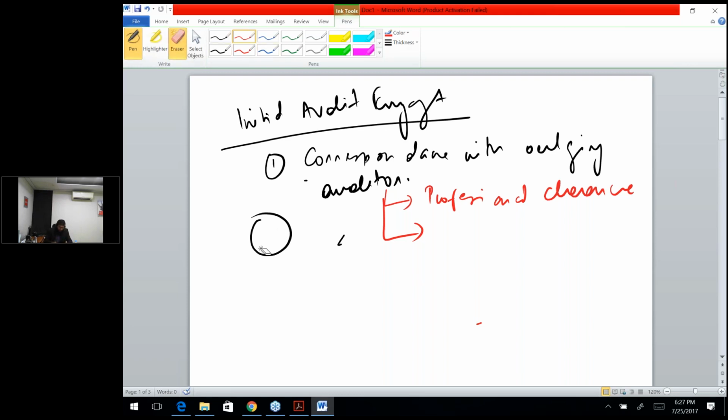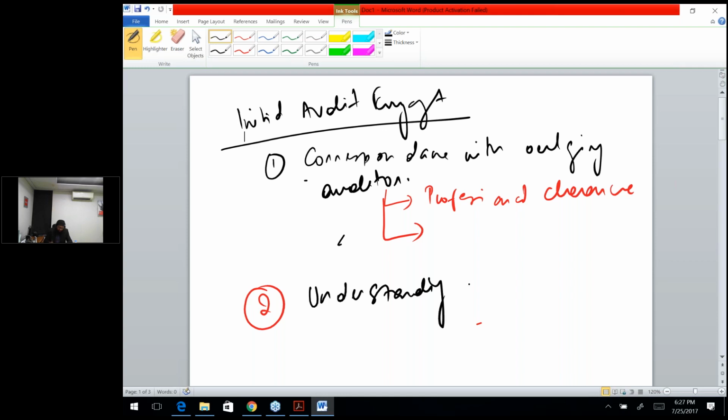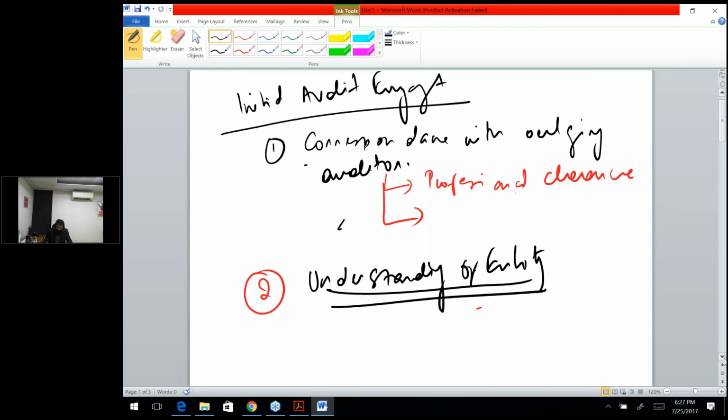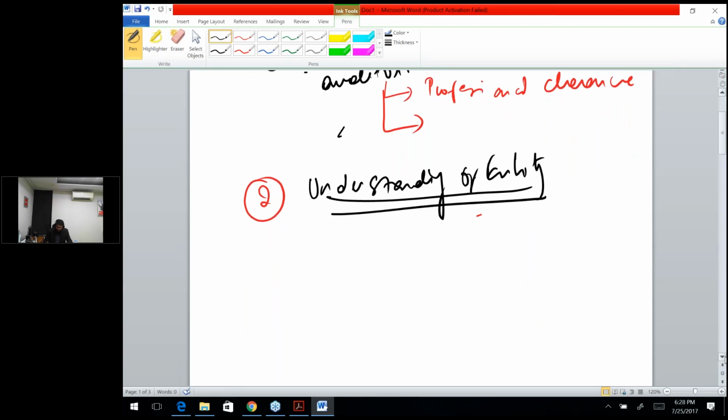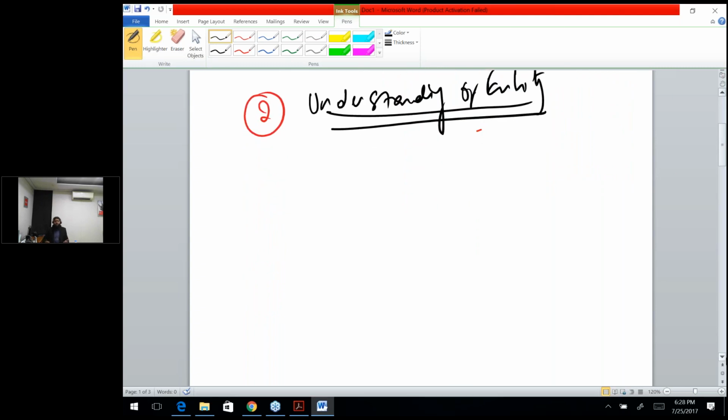So that's number one. Now, number two. Number one was the correspondence with the outgoing auditor. The second one is, whenever you undertake a new audit client, understanding of the entity. Now that is also important. You need to obtain the understanding of the entity, because in a recurring audit, you don't always have to understand the entity. You just have to understand the simple changes. So understanding of the entity is one of the tasks that you need to perform whenever you are dealing with the initial audit engagement.